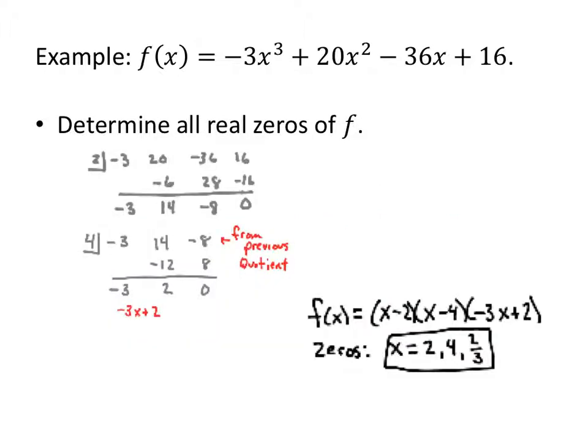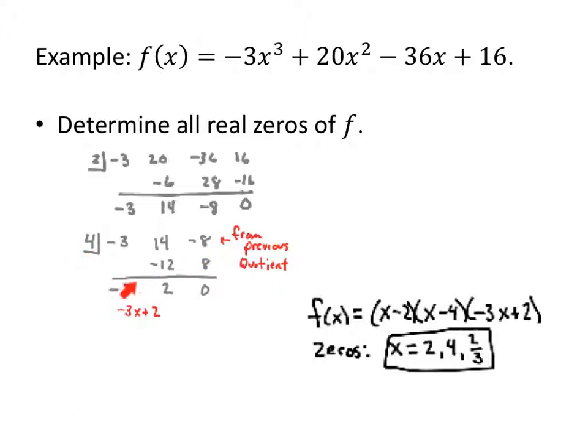Actually check them, right? I guessed 2. And so I used negative 3, 20, negative 36, and 16. Synthetic division, I got a remainder of 0. Once I get a remainder of 0, I don't have to go back to the original, right? This is the quadratic that remains. And it looked like 4 was also a 0. So I'll use just the terms from the quotient of the previous division, negative 3, 14, and negative 8. And I'll divide by my second guess of 4.